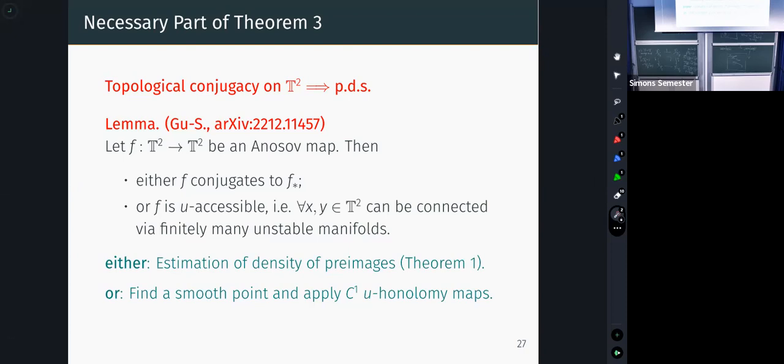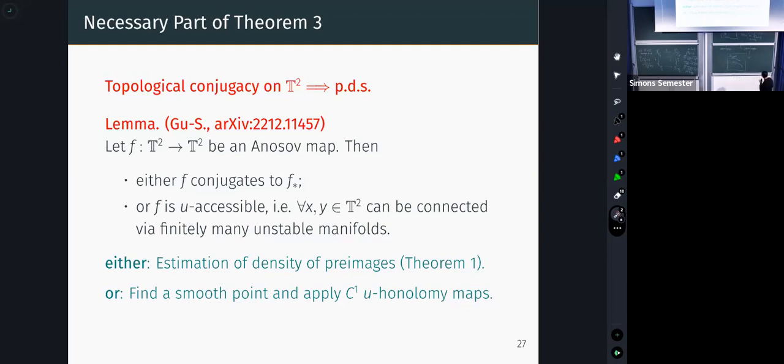It's the whole manifold. This one, it is always open. Yes. And for this accessible case, you can prove that two points can be reached by finite steps.